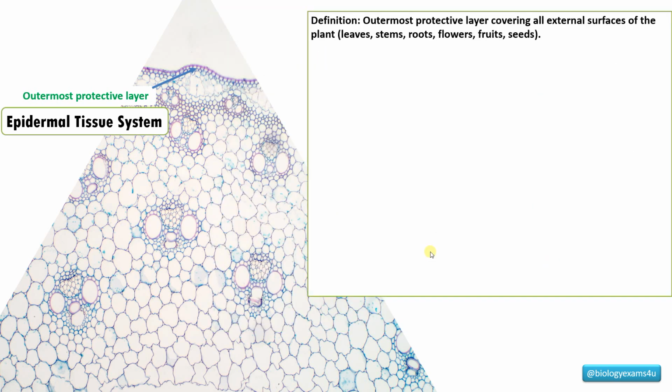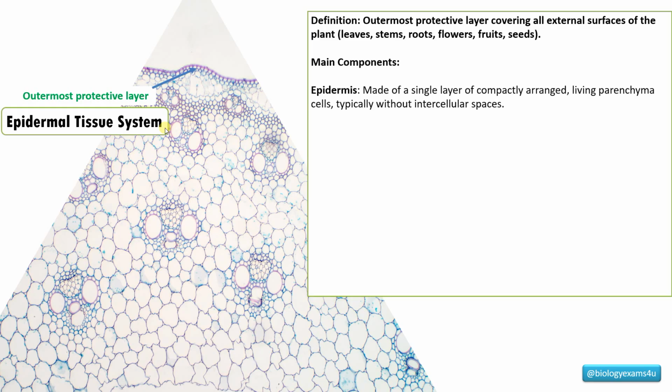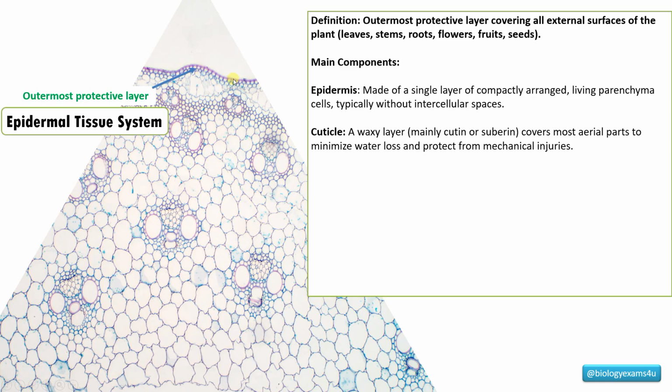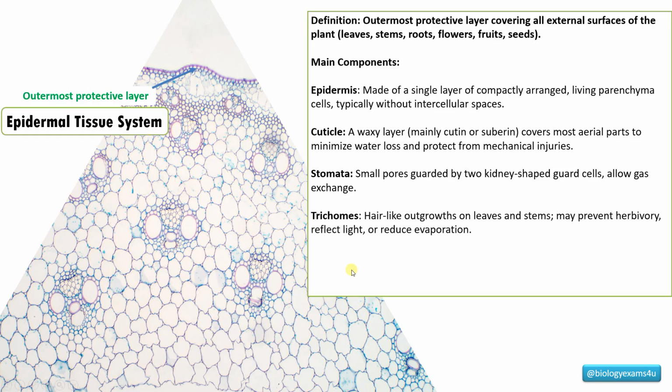Epidermal tissue system is the outermost protective layer covering all external surfaces of plants, that is leaves, stem, root, etc. The main components are epidermis, that is made up of single layer of compactly arranged cells without intercellular spaces, primarily parenchyma cells. Above this epidermis there is a waxy layer which is made up of cutin, often covers the aerial parts to minimize water loss and to protect from mechanical injuries. Then there are stomata. They are small pores that are guarded by two kidney-shaped guard cells that helps in gaseous exchange. Trichomes may be there, as we mentioned.